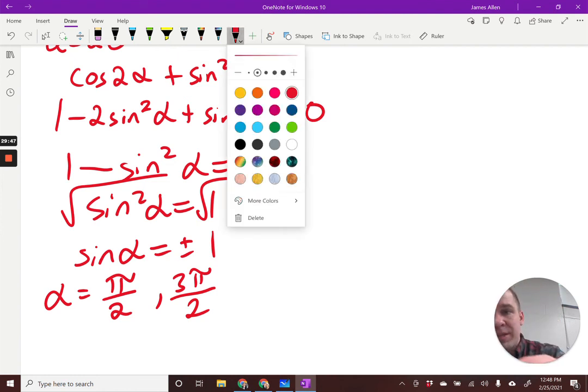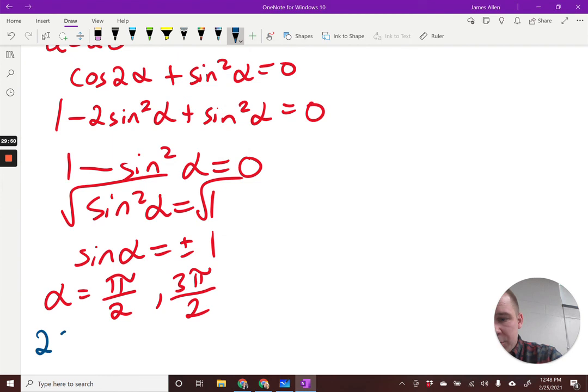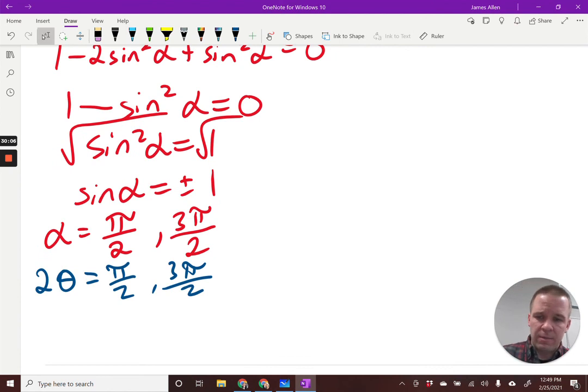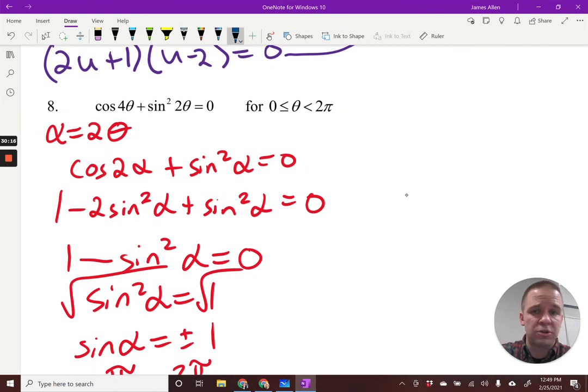Now, keep in mind, the alpha was in fact 2 theta. So 2 theta is equal to pi over 2 and 3 pi over 2. Some people substitute the 2 theta back into sine and then just set 2 theta equal. To each his own, okay? Many different ways here. Now, I got to divide by 2 on everything. Actually, first though, I have my expanded domain, don't I? From 0 to 4 pi now because it says that theta is between 0 and 2 pi. So 2 theta is going to go up to 4 pi. Right? I'm multiplying everything by 2 right through.